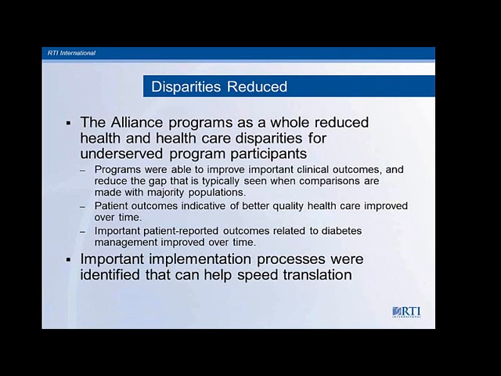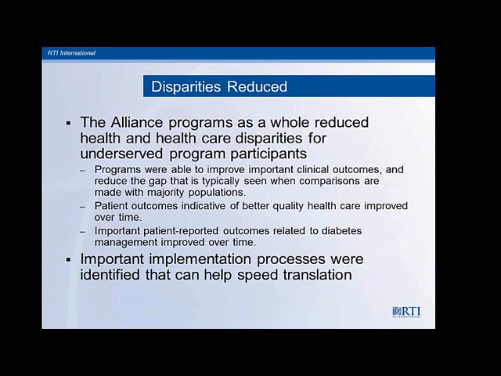So based on a variety of different areas of evidence, not just one particular set of analysis, we concluded that the Alliance programs did reduce healthcare disparities for the underserved program participants that they were serving. They improved important clinical outcomes that are indicators of diabetes and diabetes control. They reduced a gap when we looked at our comparison group. And we talk in the paper about how some of our findings of the Alliance as a whole compare to other kinds of interventions.